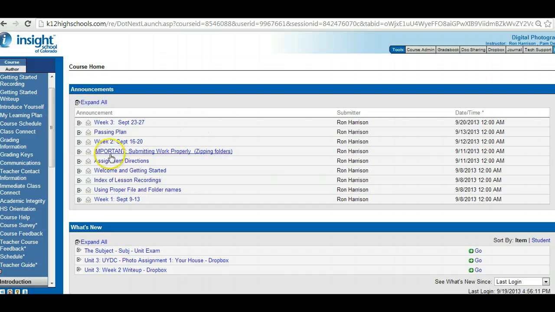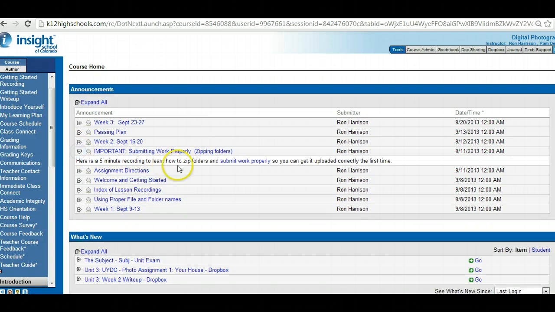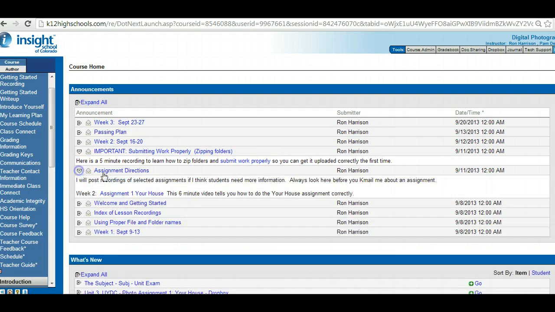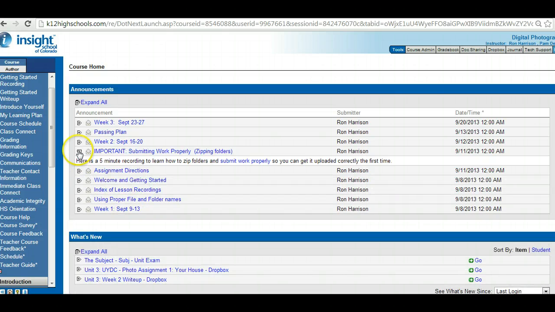A reminder to learn how to zip, to make sure you're zipping your folders to submit them. Watch this video, about 5 minutes. Also, there are assignment directions right here for each of the assignments. About a 5 to 6 minute video that'll tell you how to do the assignments exactly.